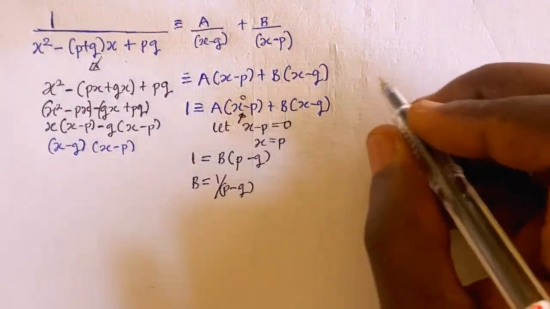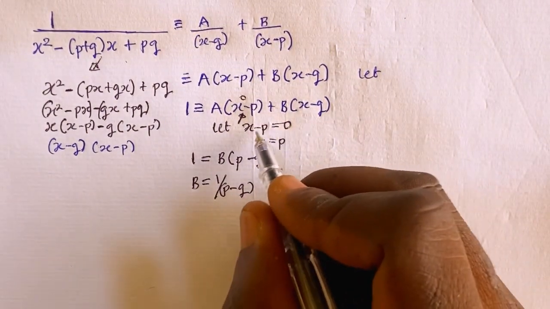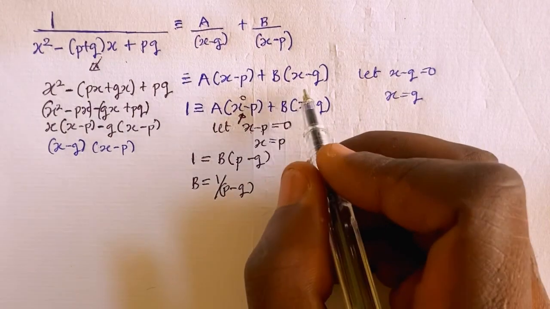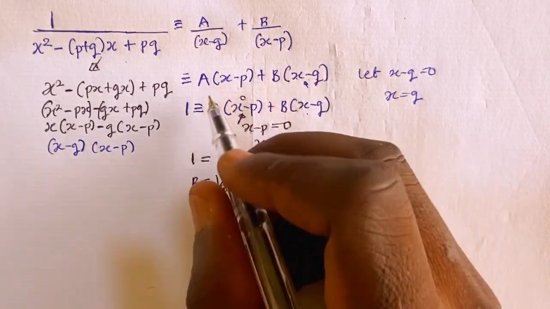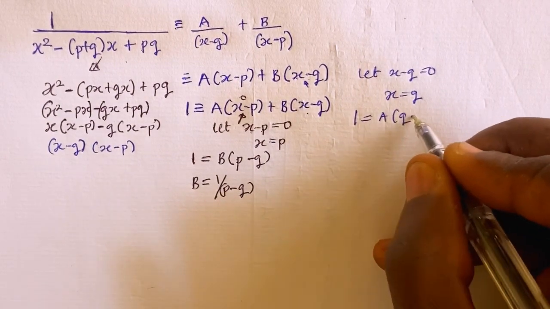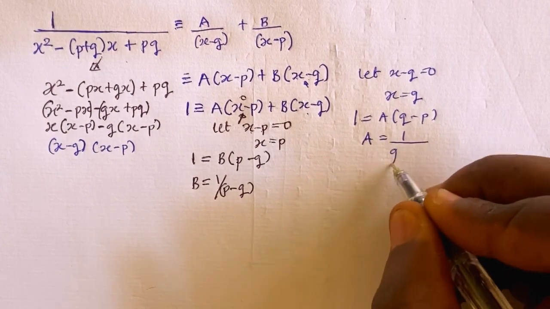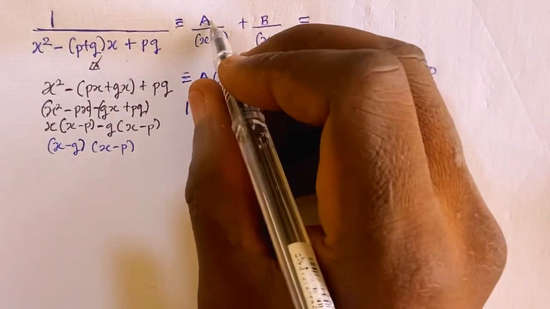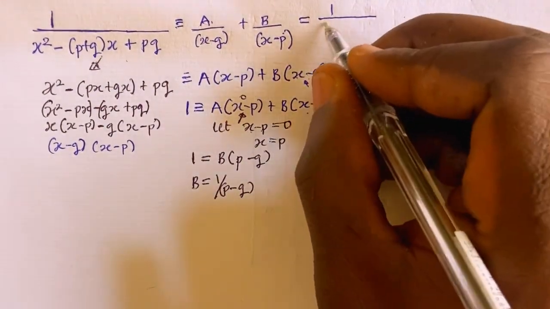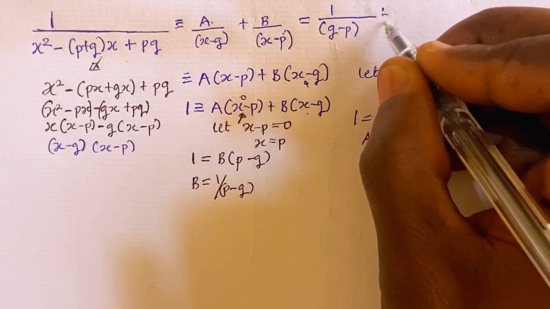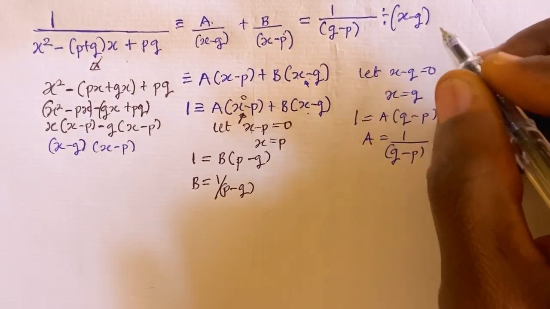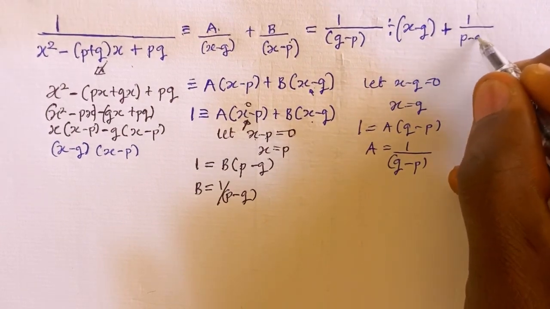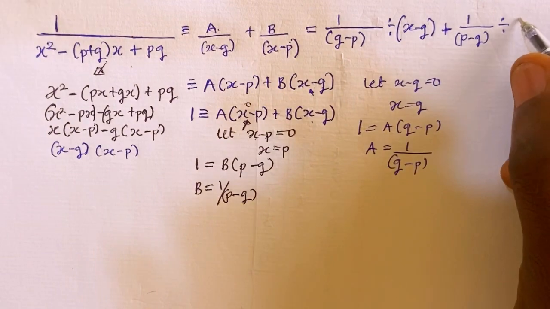So the next thing I'm going to do is, instead of x minus p, I'm going to use x minus q equal to 0, then x equals q. Then if I plug in q here, everything with b will be equal to 0, because this is q minus q. Then I'll have 1 equal to a into bracket q minus p. Then my a becomes 1 over q minus p, which is 1 divided by q minus p. Then I'll come back to this expression, which is now equal to: my a is 1 over q minus p, divided by x minus q. Then plus, again, my b, which is 1 divided by p minus q, then divided by what is under it, that's x minus p.